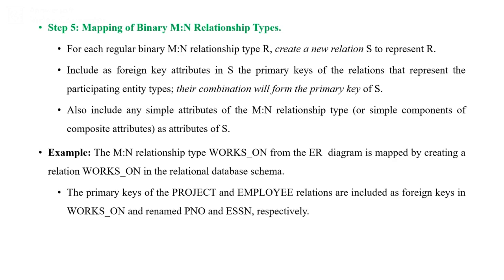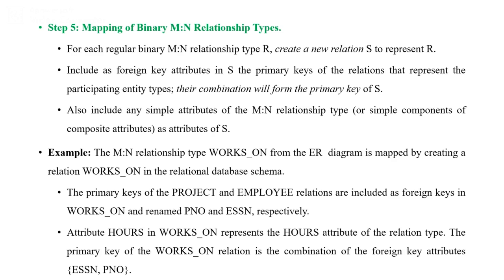The primary keys of the project and the employee relations are included as foreign keys in the works on relation, and they are renamed as project number and SSN respectively. And you can go with one more example, that is the attribute hours. This hours attribute is included in the works on table. So the works on relationship type has an attribute, that is hours, which represents the hours attribute of the relationship type.